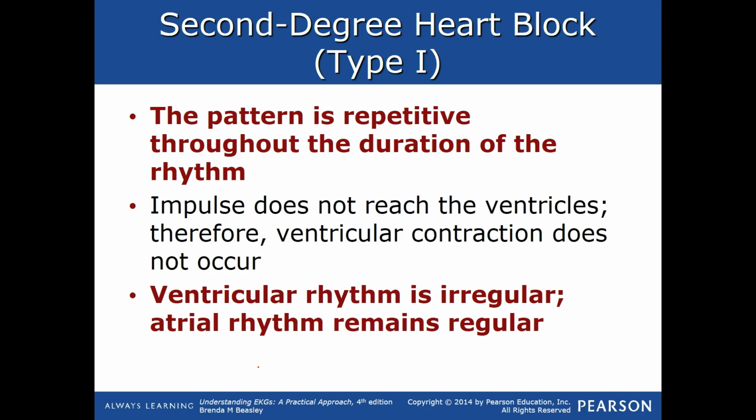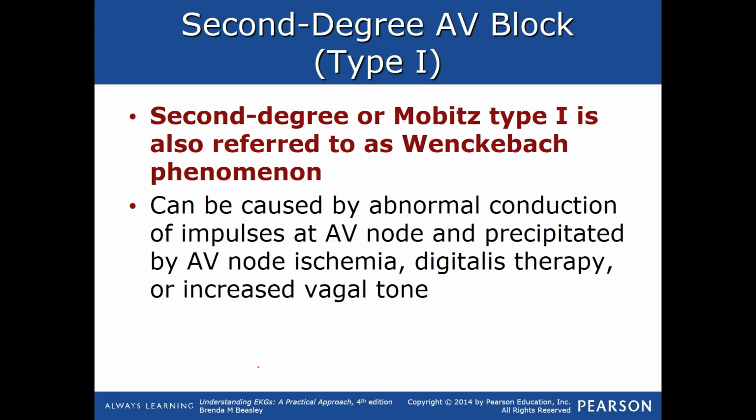So the pattern is repetitive throughout the duration. So when we look at the rhythm, you might call that regularly irregular, or you could call it irregularly regular. But it is irregular because we're going to be dropping a beat, but it happens regularly. So that's how we end up getting into that. So what you can see is that one term, we call this second degree type 1, Mobitz type 1, or you're also going to hear it called a Wenckebach.